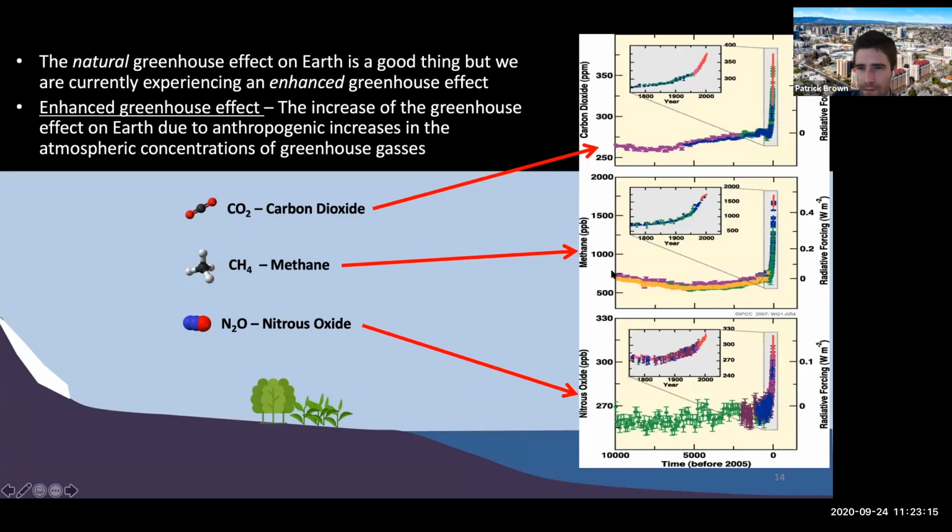And then methane, if you look, has this other acronym. So instead of parts per million, it's parts per billion. Methane was at about 750 parts per billion for a long period of time, and then that spiked up. And then nitrous oxide was also measured in parts per billion. So about 250 parts per billion, and that spiked up.